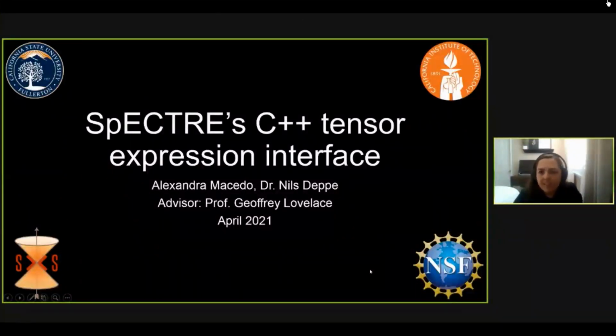I am a research assistant at Cal State Fullerton working under Professor Jeffrey Lovelace. And today I'll be telling you about a project that I've been working on with Dr. Neil Steppe from Caltech, which is SpECTRE's C++ tensor expression interface. The goal of this project is to make it easier to read and write tensor equations in C++ and SpECTRE.